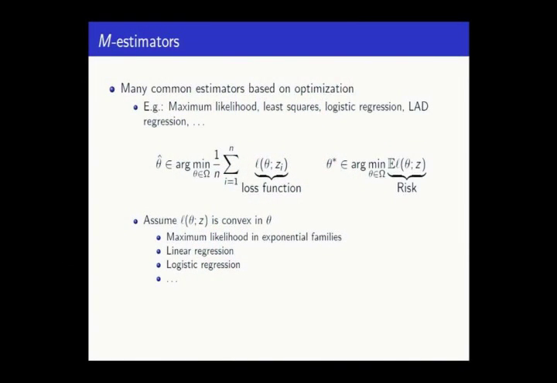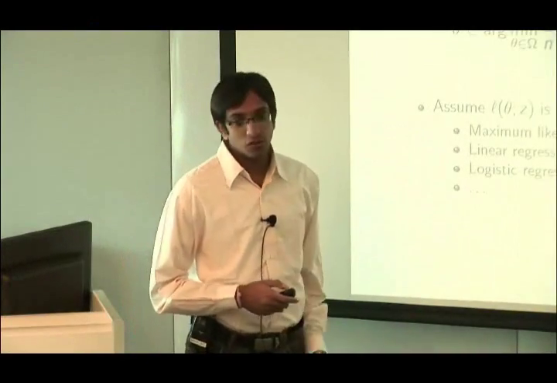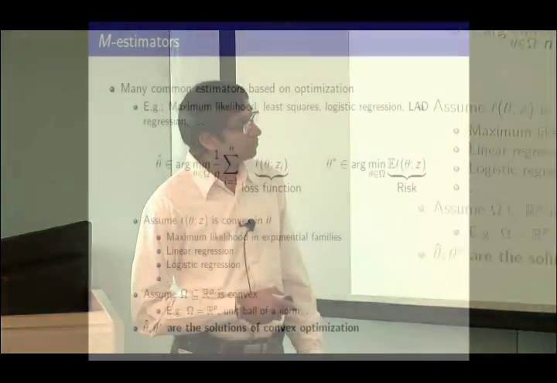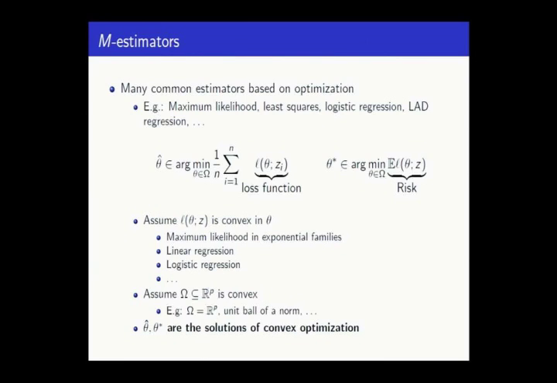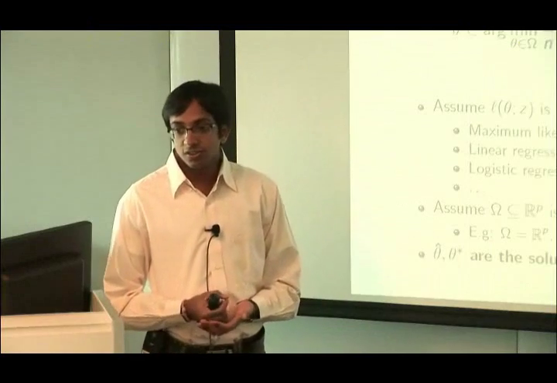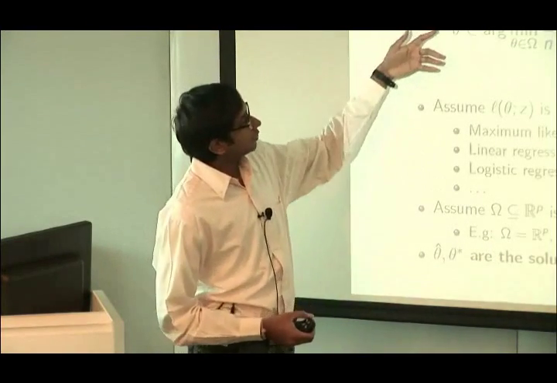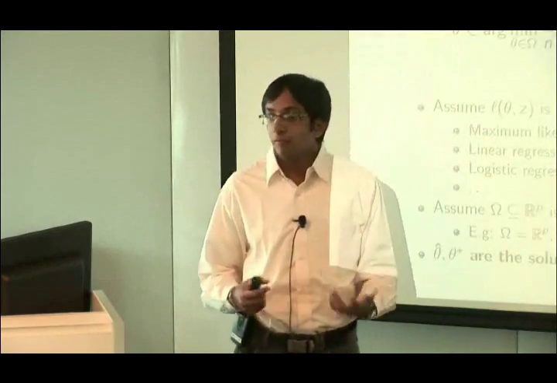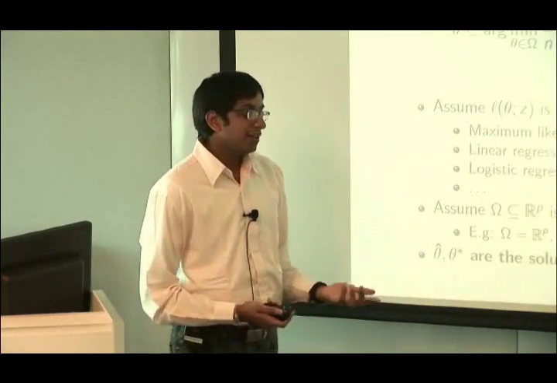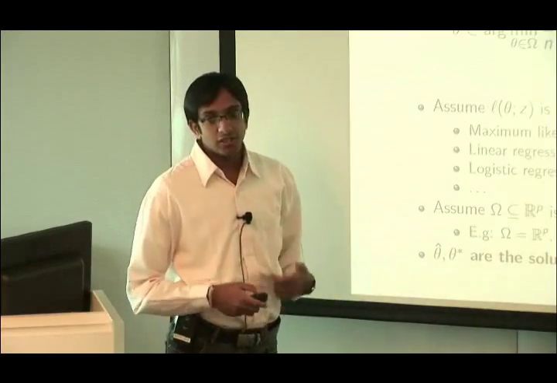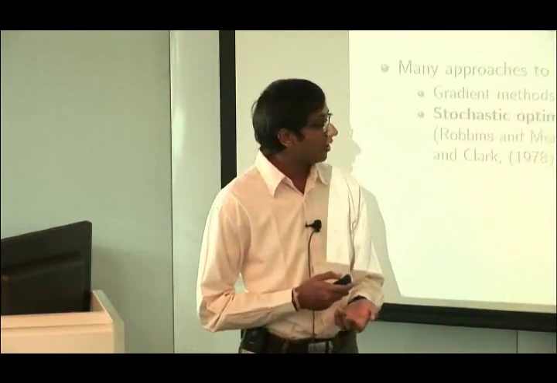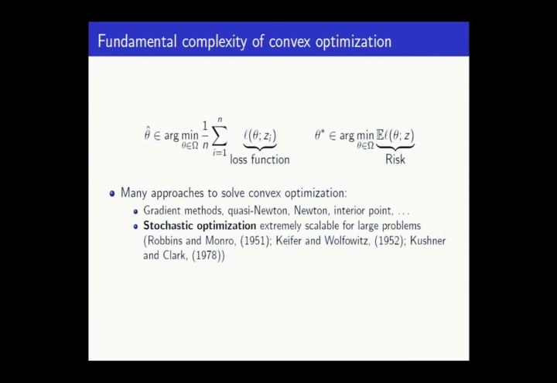Now, in order for computational tractability, we are going to make certain assumptions first. We are going to assume that the loss function is convex in the parameter theta, and that the parameter space omega is convex, which a lot of interesting examples would satisfy. The upshot of these two assumptions is that we can think of both theta hat and theta star as being solutions of convex optimization problems. From a computational standpoint that's naturally relevant, because there are lots of algorithms available for solving convex optimization problems.